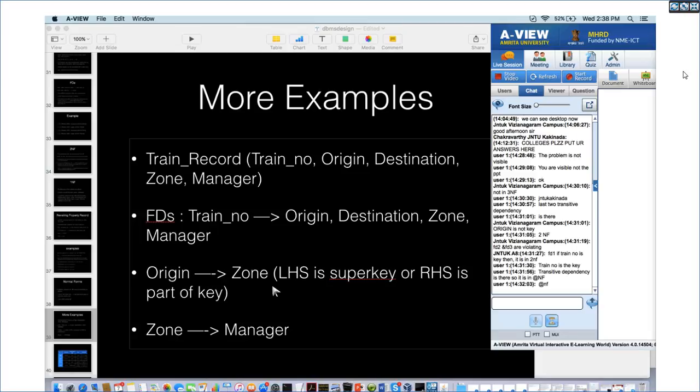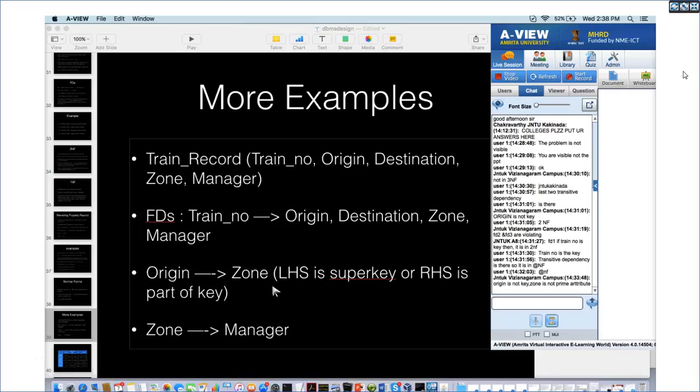That's what we want them to identify first. For each of the FDs, I want them to identify which normal form they are violating. So this is not in 3NF. This violates the 3NF requirement. FD1 will satisfy all the requirements, because train number is a super key. So it will satisfy 1NF, 2NF, 3NF, and BCNF.